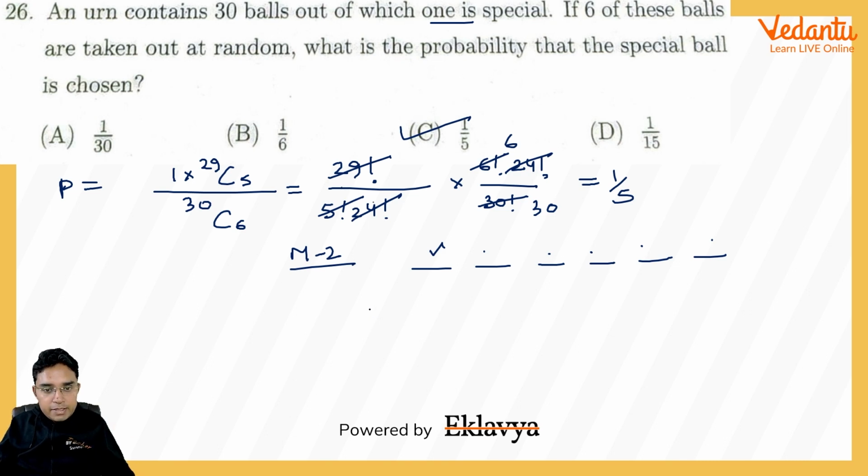Okay, so I just have to find the probability that my special ball is coming at the first place, and its probability has to be 1 upon 30. You can think that we are just focusing on at which place I am going to get this special ball. So if it is at the first place, its probability will be 1 upon 30. If it is at the second place, then also its probability will be 1 upon 30. So if you keep adding them, you will get 1 by 5 as the answer.